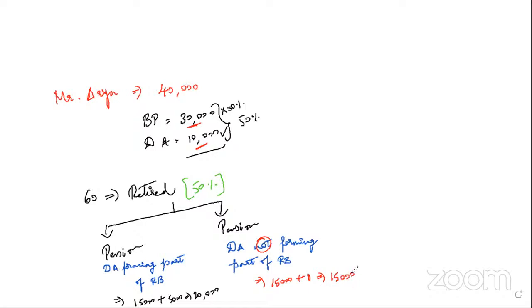So hope you understood the concept: DA not forming part of retirement benefits, and DA forming part of retirement benefits. The words the Act may use, or the words used in the question paper, like DA forming part of retirement benefits, or DA forming part of the employment, or DA forming part of the service benefits, all three give you the same meaning. Hope you understood.